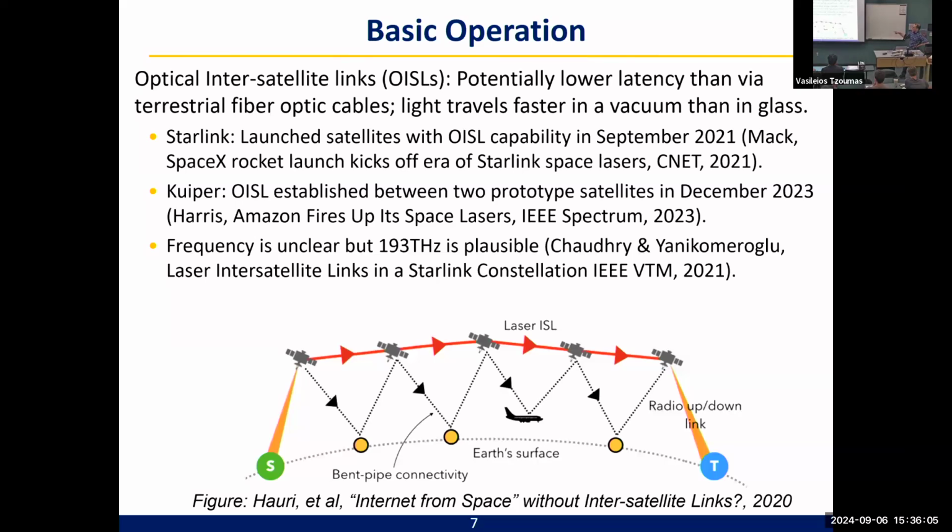If you're communicating data along the ground, you're using terrestrial fiber optic cables. That has a certain latency. If you're doing it in space, you're basically sending light through a vacuum, so it's faster.